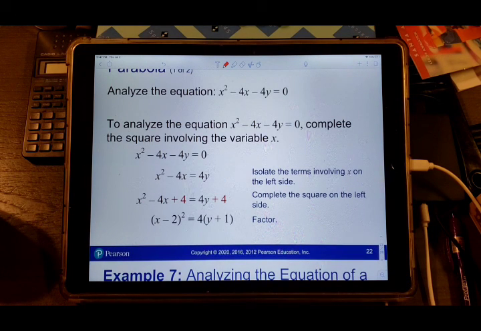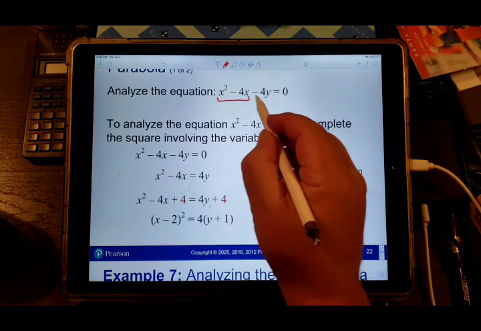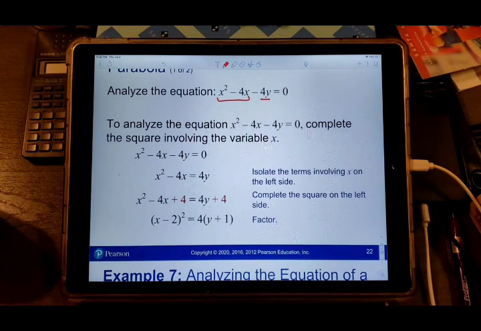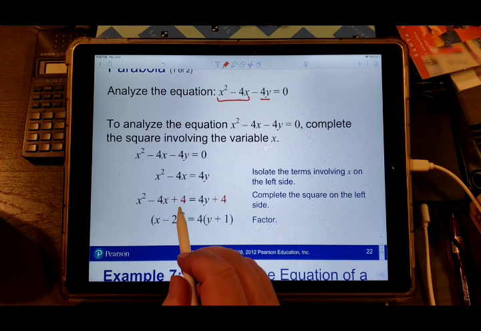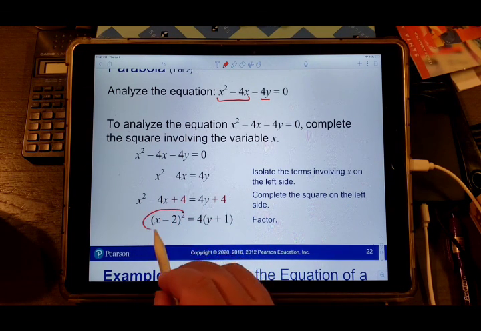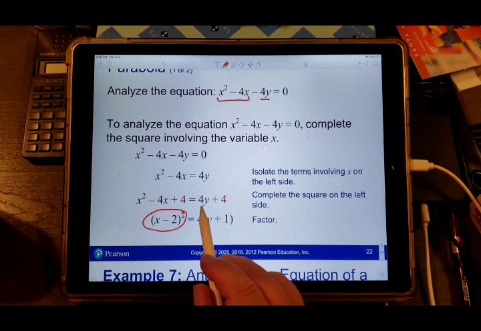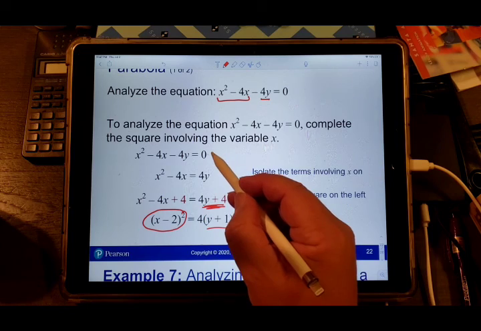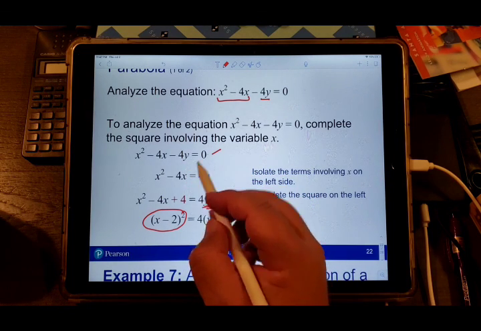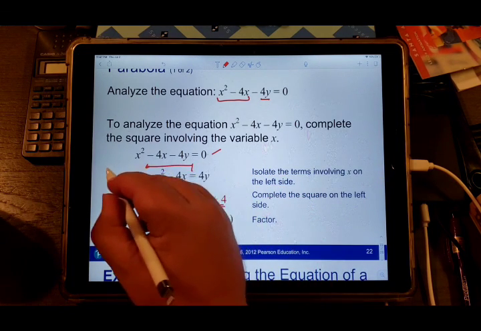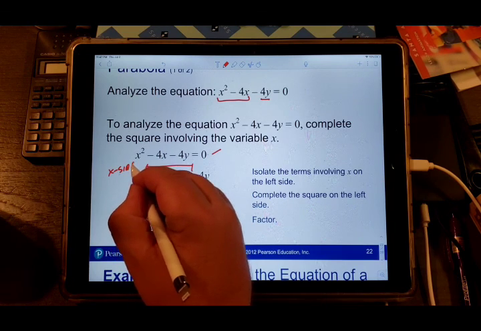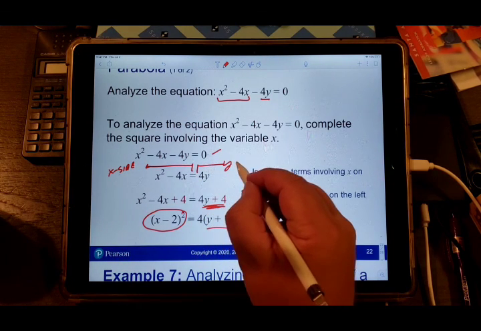All right, so they ask us to analyze this. Notice how it has an X and a Y. So we're going to complete the square and isolate the square part and even factor this. This process is not really something we've done, but there's an X side and a Y side.